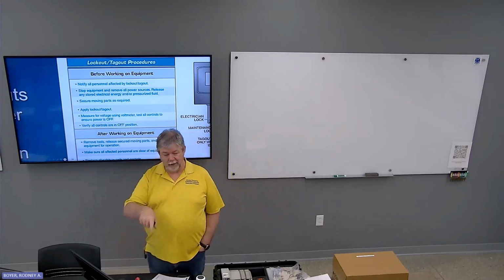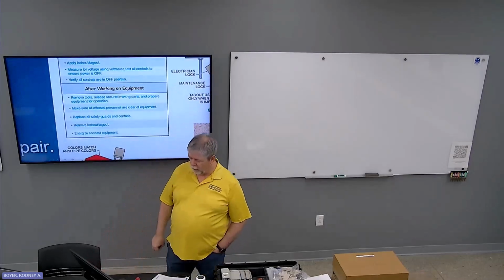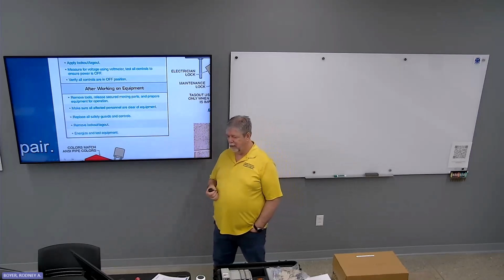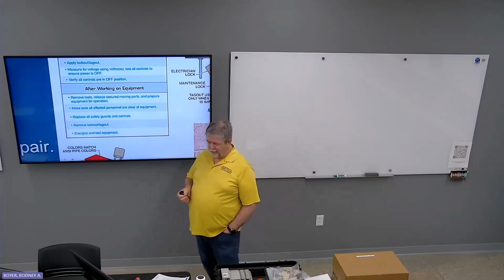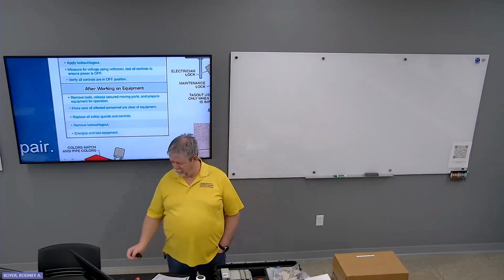The full list of 7 steps is in the book. After working on equipment, remove tools, release securing parts, prepare for equipment operation, make sure all affected personnel are clear of equipment, replace all safety guards and controls, remove lockout, tagout, re-energize and test.